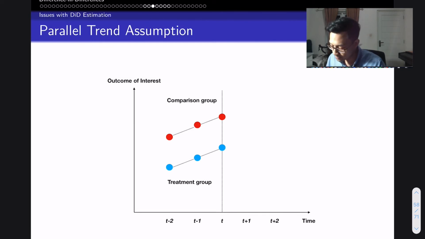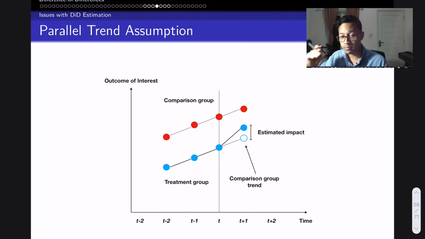Given the parallel trend assumption, after the implementation of the program, the trend for the treatment group deviates. It could be higher than the trend that is expected or lower than the trend that is expected. Then the difference between the expected trend and the actual outcome is going to be the estimated impact of that particular program. Again, the estimated impact is the difference between the actual outcome and the estimated outcome given the trend.